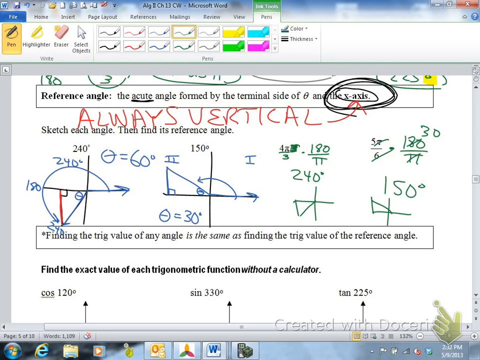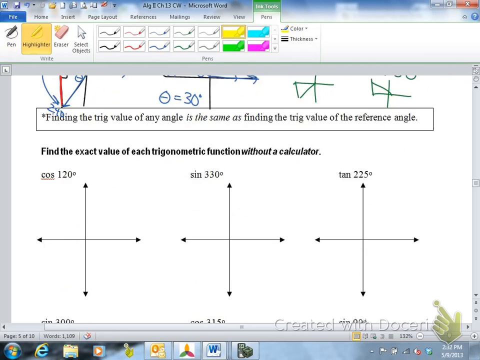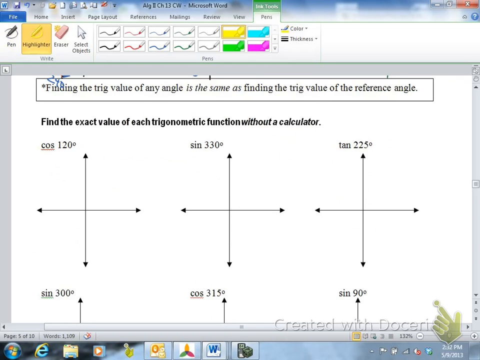So I accidentally gave you the same degree measurements on this. But we're going to use reference angles, what we just did. We're going to use them to evaluate trig functions without a calculator. So we can do this without a calculator. Finding the trig value of any angle is the same as finding the trig value of the reference angle.